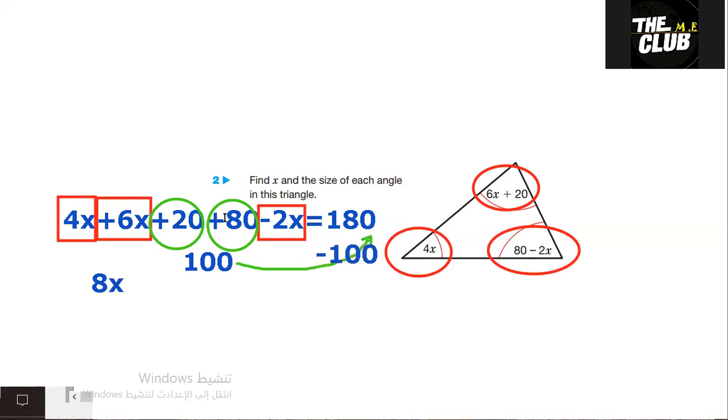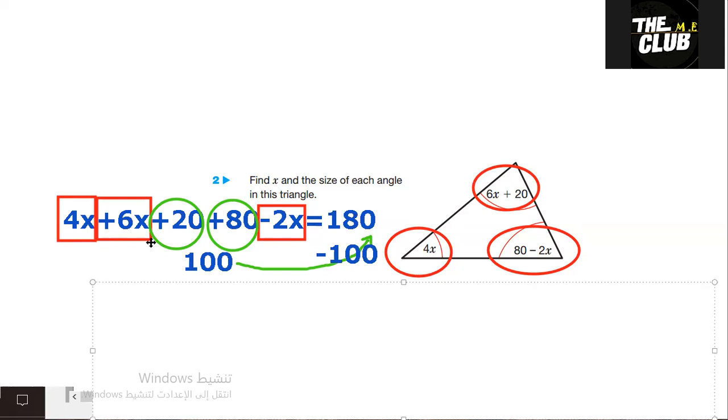So we agree. The first thing I did, I added these because they are the same, and then I took it to the other side as negative. So it's going to be 180 minus 100. Now we have the 8x from the x's equals 180 minus 100, which equals 80.